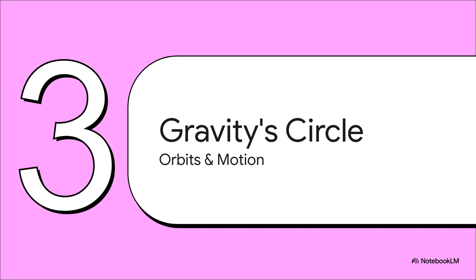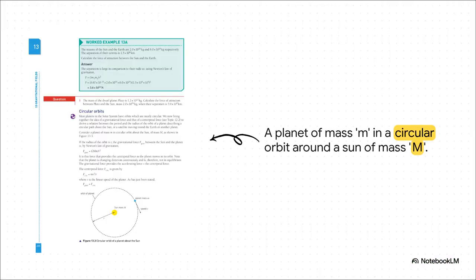So, okay, we've got this gigantic force, but why does that make us go in a circle? Why doesn't it just yank the Earth straight into the sun? It's a fantastic question, and it leads us right into our next section, gravity's perfect circle. Just look at this diagram. The planet is moving sideways, right? It has velocity.